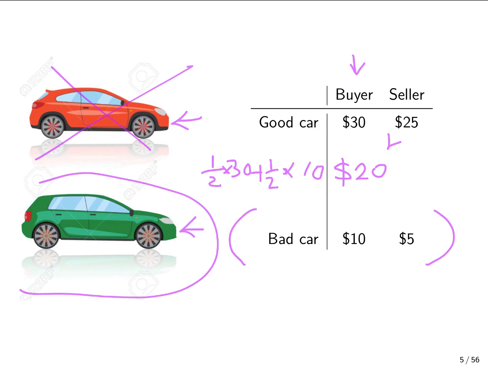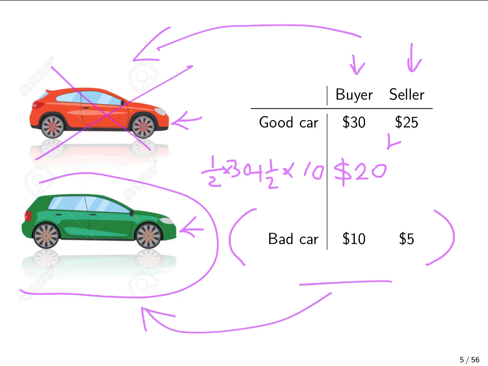Again, notice that if there's symmetric information, if both buyer and seller know whether they're buying or selling a good used car or a bad one, then regardless of whether the car has good quality or bad quality, there could be a mutually beneficial trade. But the problem is with asymmetric information, we have market failure.